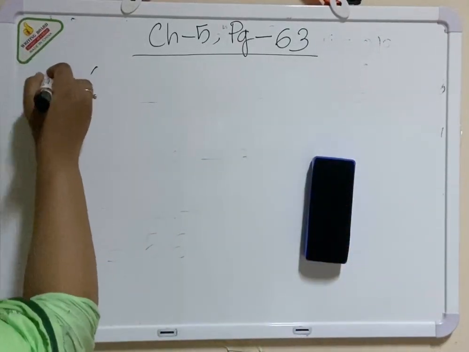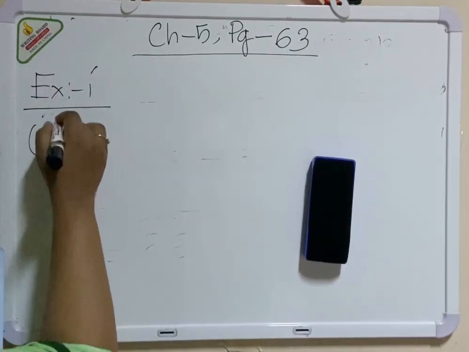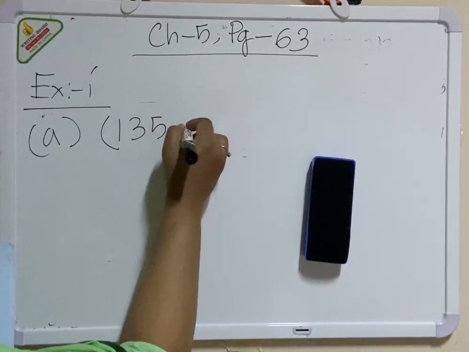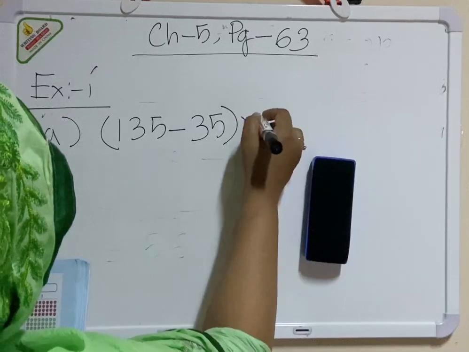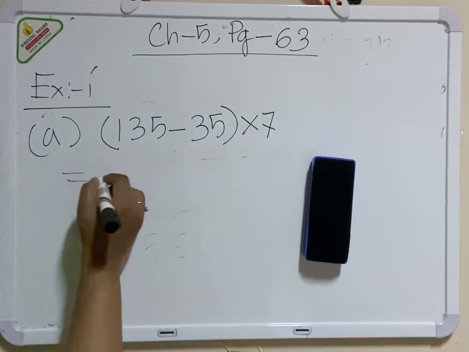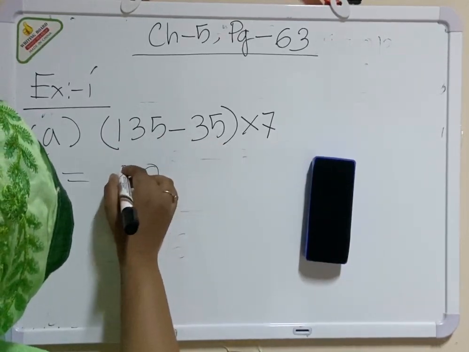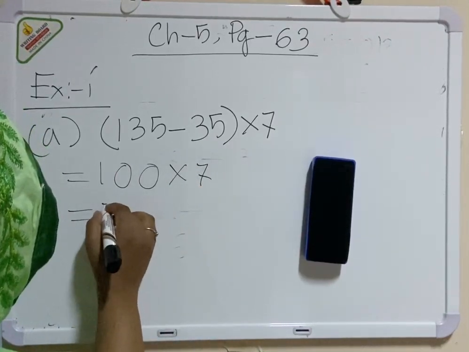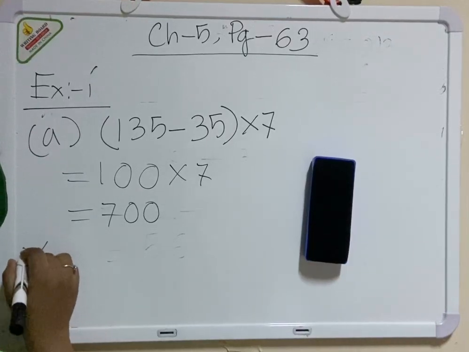That is exercise 1, A: 135 into 7 minus 35 into 7. You can solve it like this: 5 minus 5 is 0, 3 minus 3 is 0, and 1 into 7. 7 hundreds are 700.